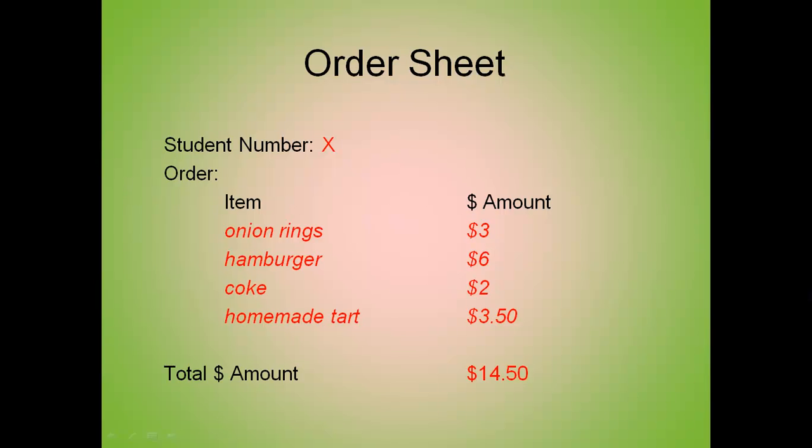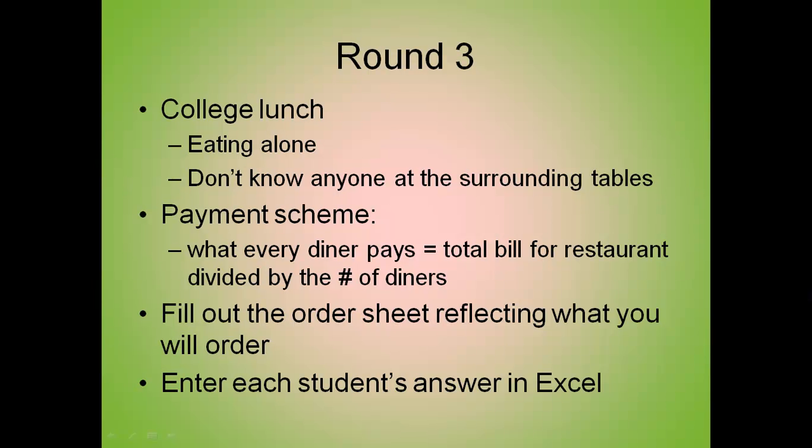That is, they must tell me what they personally would order. They are not filling out an order sheet for the entire table. For every student, I enter their order in a spreadsheet as round 2. Then we go back to the restaurant for a third round.